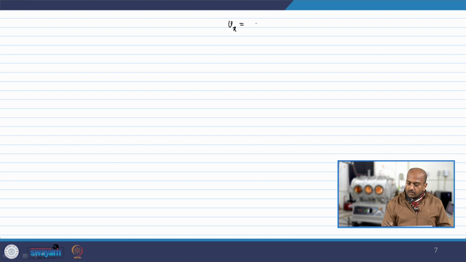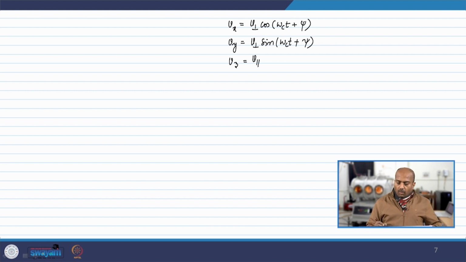Okay, so now we can write Vx as V perpendicular cos(omega_c t plus psi), let's say. Vy is V perpendicular sin(omega_c t plus psi), and Vz is V parallel. Okay, omega_c is nothing but the omega that we've been referring to, which is the angular frequency. Now this is the trajectory of the particle.